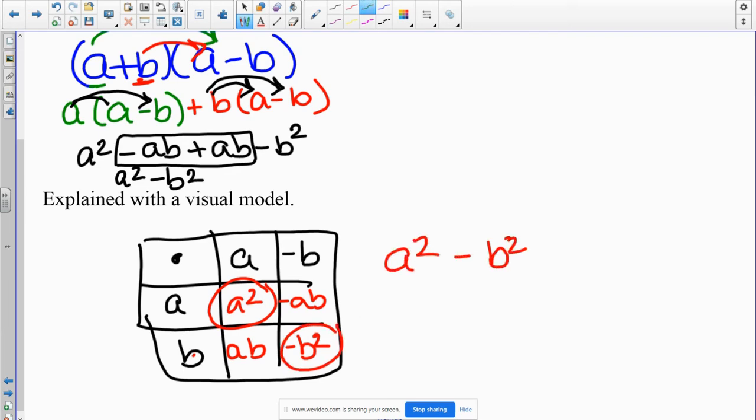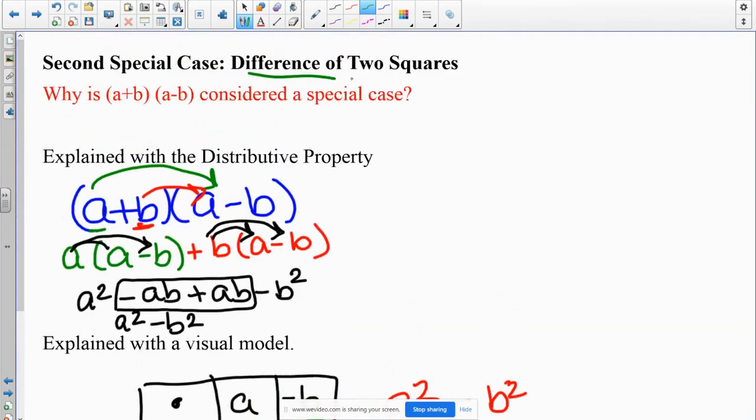And we're going to notice that the negative ab and the positive ab will be the same value, so it cancels each other out. So you only end up, if you recognize this as a difference of two squares, with the first term squared and the last term squared. Notice this is called a difference of two squares. That's because the answer always at the end is a difference. So it's the first term squared minus the second or last term squared.